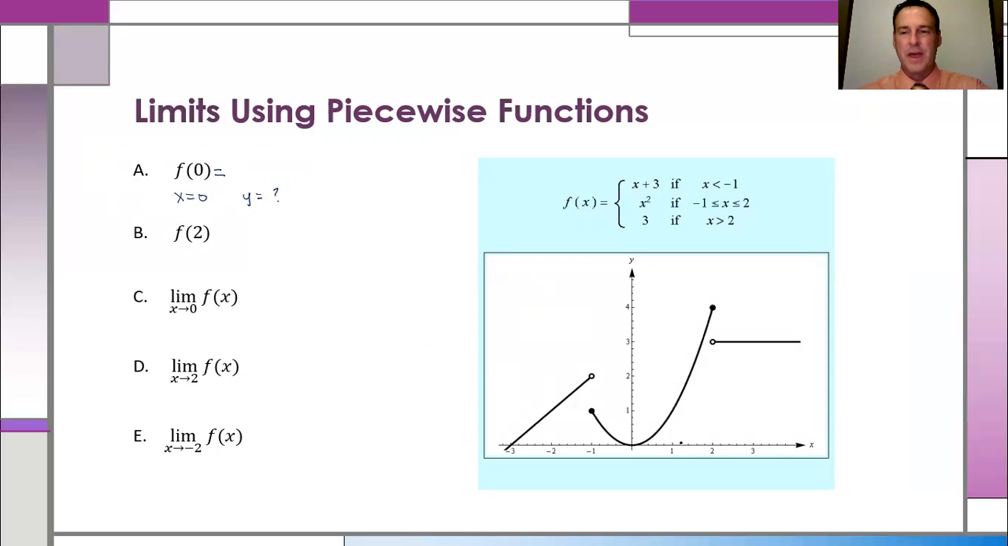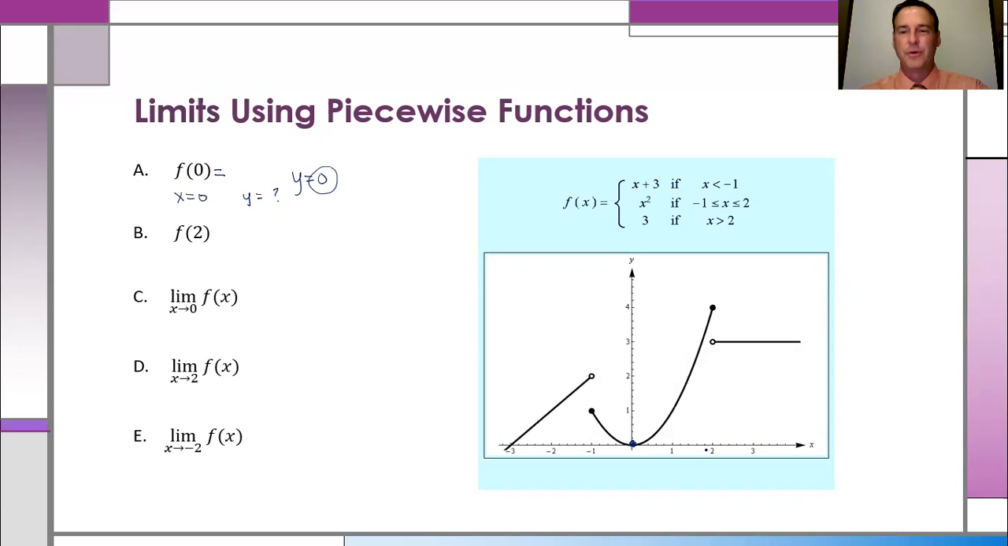So when x, which is this axis here, is equal to 0, is there a point there? Well, yeah. And what is that point vertically? Oh, it's y equals 0. Okay? And that's what you write. Your answer is just 0.